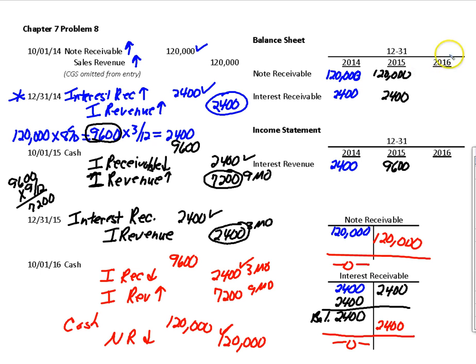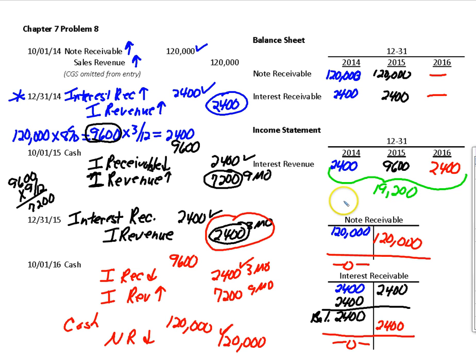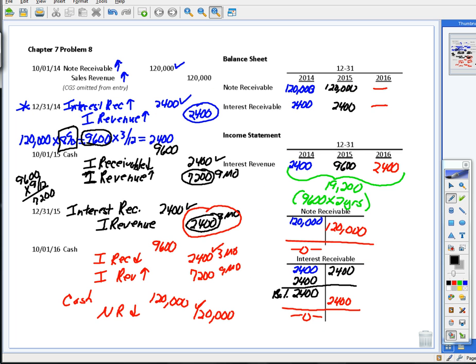So when we go to our financial statements for 2016, there's nothing on the balance sheet because we've collected those receivables. Now for the income statement, we have this $2,400 interest revenue. If I add up all the interest revenue, I'm going to get $19,200. And that makes sense because if the annual amount is $9,600, take that times 2 years, we get our $19,200. Okay, so that is that particular problem, just working through it.